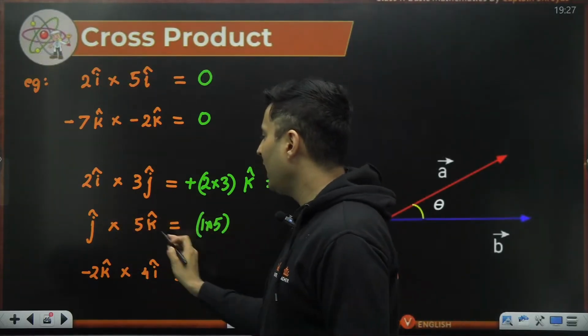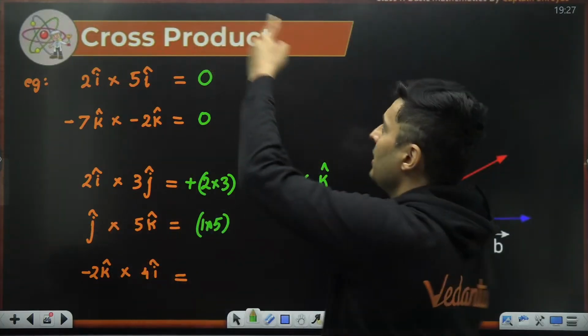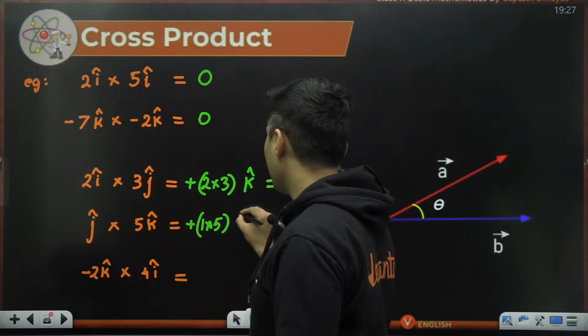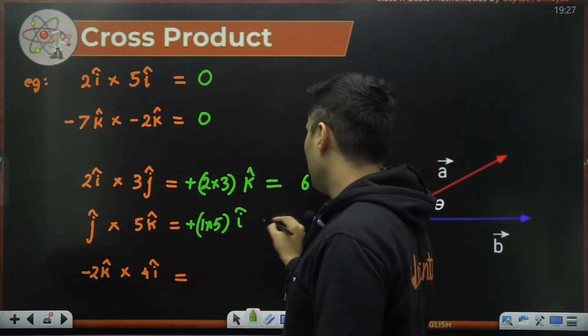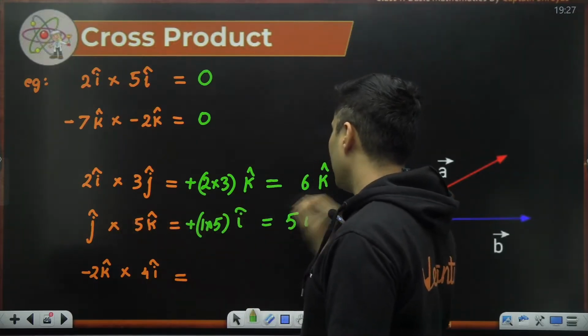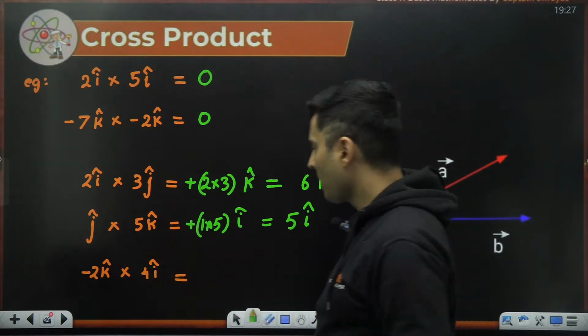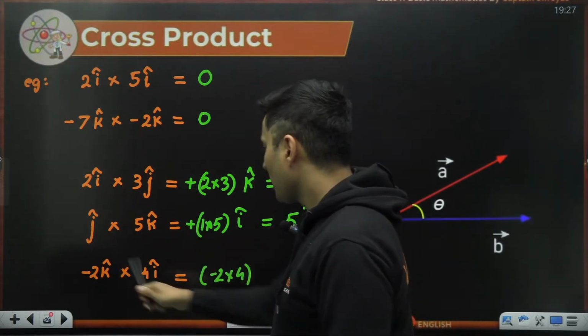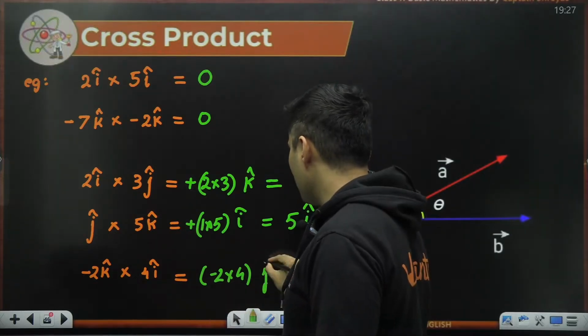Okay. J and k. I, j, k. Clockwise only. So it should be positive I cap. If j and k is there, I cap was not there. So this will be 5 I cap. Next thing. Minus 2 into 4. Let's do. Minus 2 into 4 is there. K is there, I is there. That means j is not there.